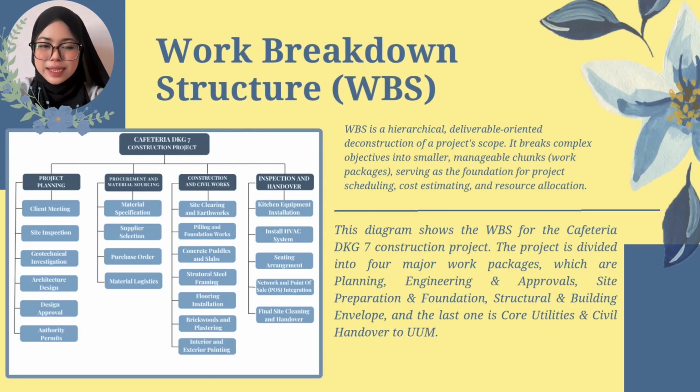To systematically manage the project, we have developed this Work Breakdown Structure or WBS. This deliverable-oriented deconstruction breaks our complex project objective down into smaller, manageable work packages. As you can see from our diagram, the DKG7 Cafeteria project is categorized into 4 primary tiers, which are project planning, procurement and material sourcing, construction and civil work, and finally inspection and handover to the UUM. This serves as the bedrock for our cost estimation and scheduling.